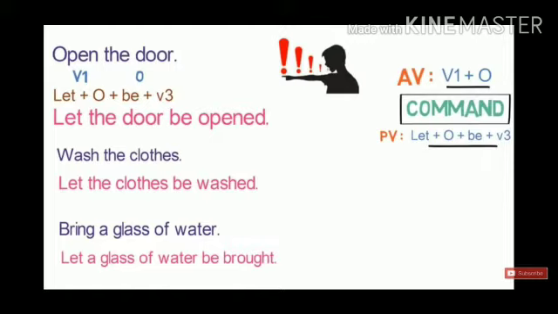See the example. Open the door. Here, open is V1, that is verb 1, and the door is the object. In the passive voice, the structure is let plus object plus be plus verb 3. See the sentence: let the door be opened. Next example, wash the clothes. Here wash is the verb and clothes is the object. In the passive voice: let the clothes be washed. Next example, bring a glass of water. Let a glass of water be brought.